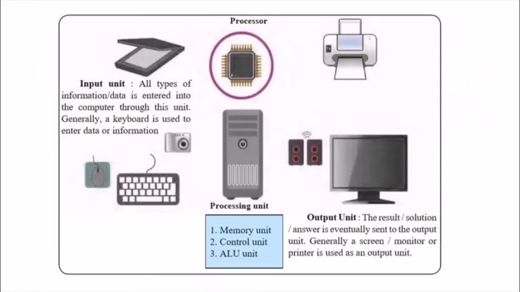So in a computer, you have three things. First is the input unit, second is the processor, and third is the output unit. Now there is a difference between the input and output unit. In the input unit, all types of information or data are entered into the computer. For example, we use our keyboard to enter the data. So that is why it is called input. We are putting the information into the computer.